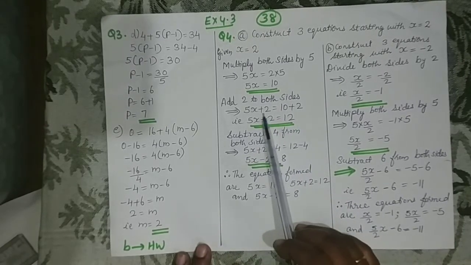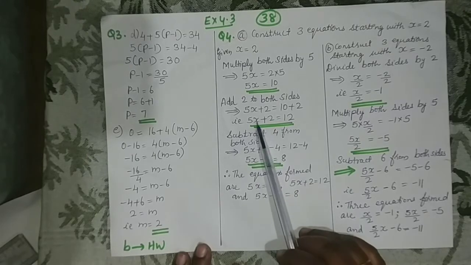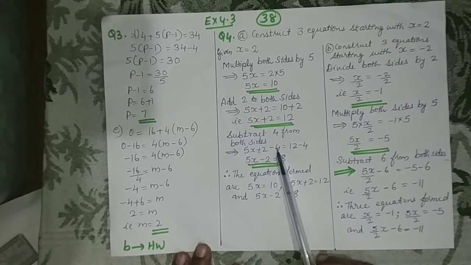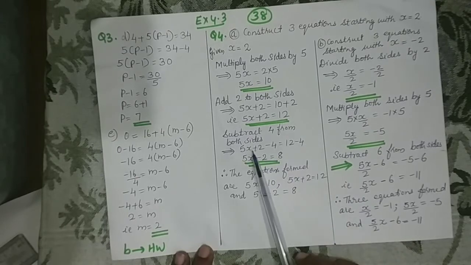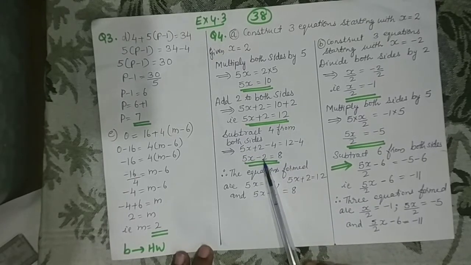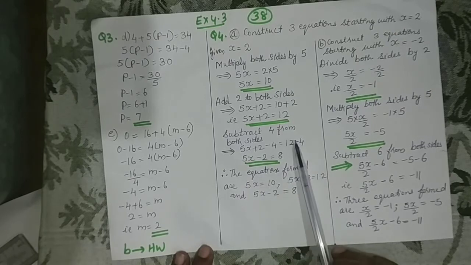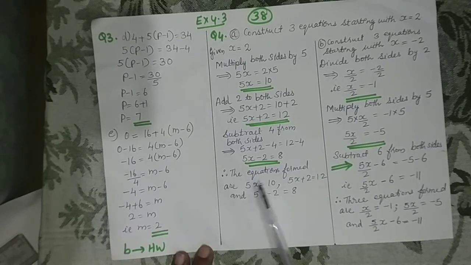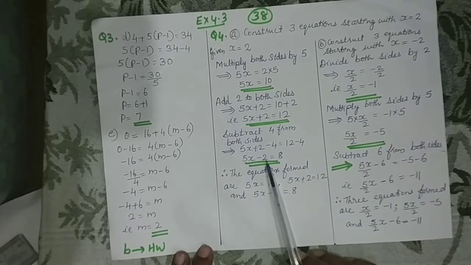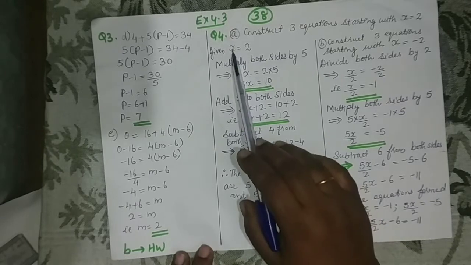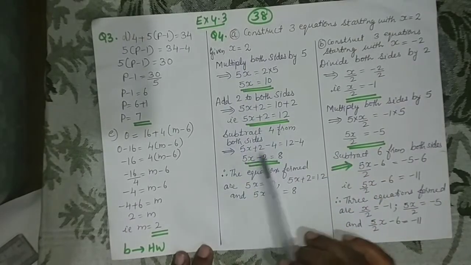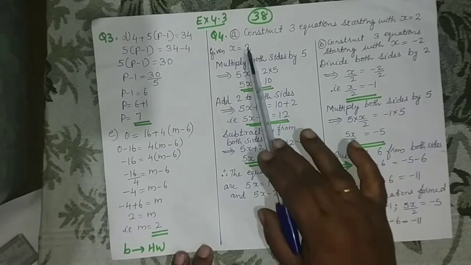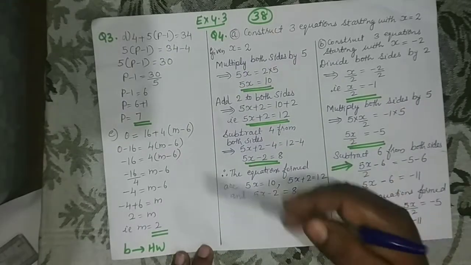Okay, now we are subtracting 4 from both the sides. So what will be LHS? 5x plus 2 minus 4. What will be our RHS? 12 minus 4. 5x plus 2 minus 4 is 5x minus 2, and RHS is 12 minus 4, which is 8. So the 3 equations we formed are 5x is equal to 10, 5x plus 2 is equal to 12, 5x minus 2 is equal to 8. We started from x is equal to 2. If you solve these also, the value of x will be 2 only. Okay. We have constructed 3 more equations.